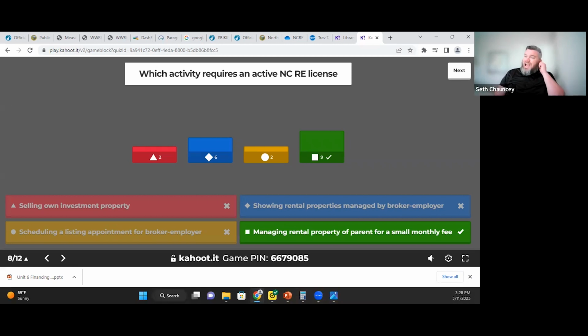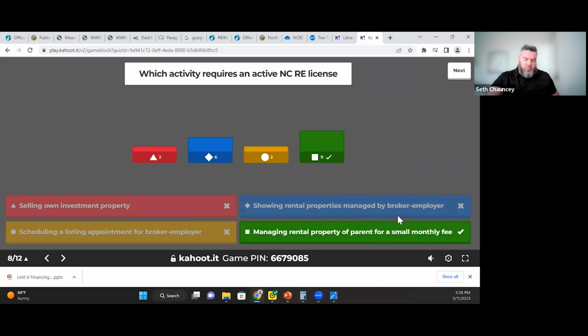So let's talk about this one really quick. Which activity requires an active real estate license? Remember, real property for others for compensation. Managing a rental property is a piece of real property, and managing it, leasing, doing all that is a brokerage activity. Your parent is somebody else, and getting a small monthly fee is compensation. It doesn't matter that it's a parent. If you do real property for others for compensation, a license is required.